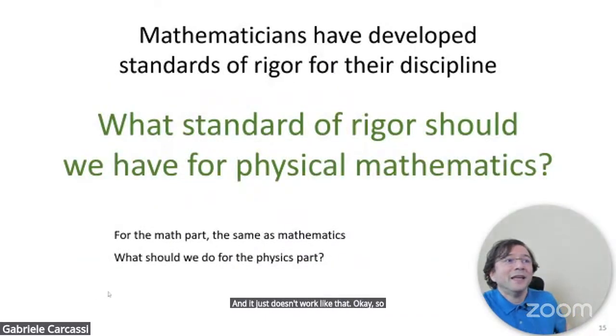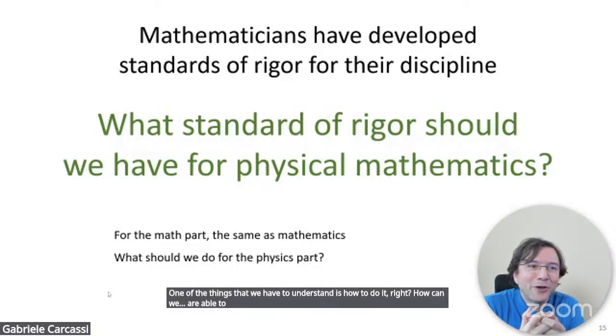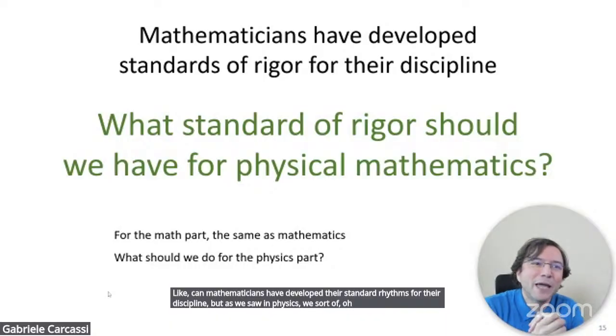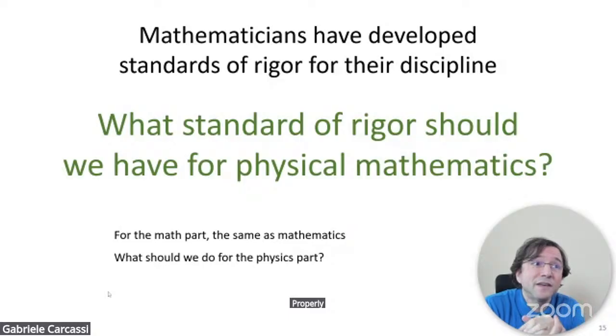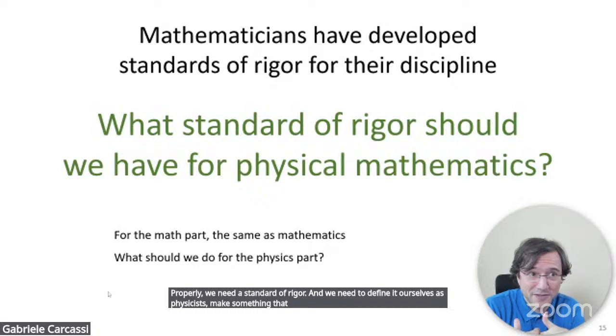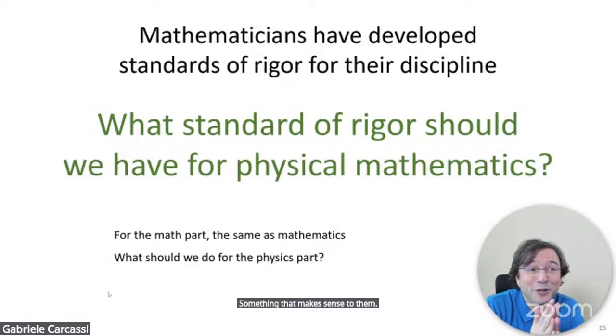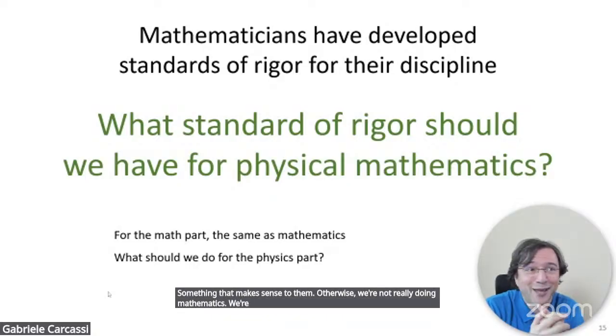Okay, so one of the things that we have to understand is how to do it, right? How should this standard of rigor come to physics? Mathematicians have developed their standard of rigor for their discipline, but in physics, as we saw, you sort of make a mess. We don't have standards of rigor. But if we want to do physical mathematics and we want to do it properly, we need a standard of rigor. And we need to define it ourselves as physicists, make something that makes sense to us, but then also gives the mathematician something that makes sense to them. Otherwise, we're not really doing mathematics. We're doing physical mumbo jumbo.